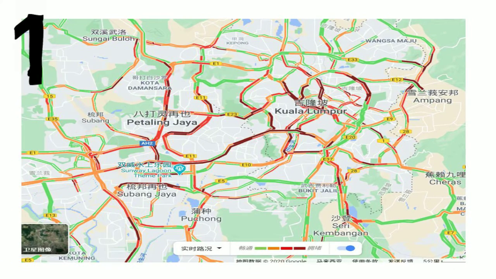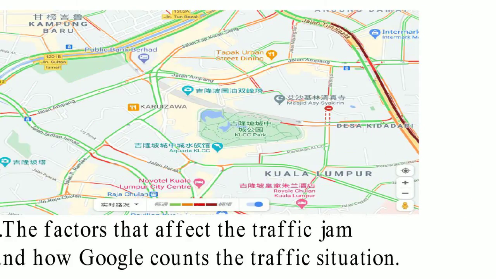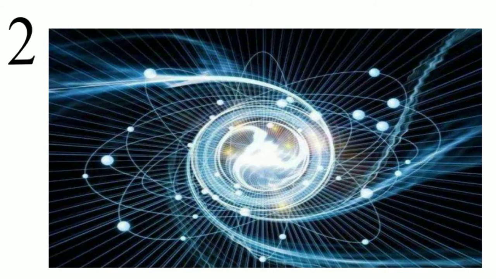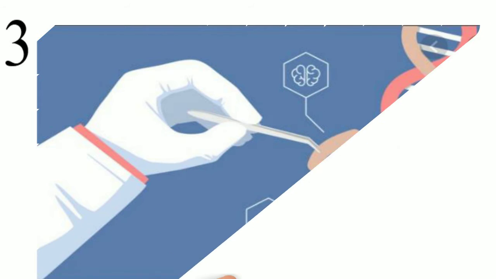Lesson 1, I will talk about factors affecting traffic congestion and how Google Map counts traffic conditions. Lesson 2, I will talk about the butterfly effect, quantum entanglement, and chaos science. Lesson 3, I will talk about the prediction principles of weather forecasting and the similarities between genetic engineering technology and traffic prediction.